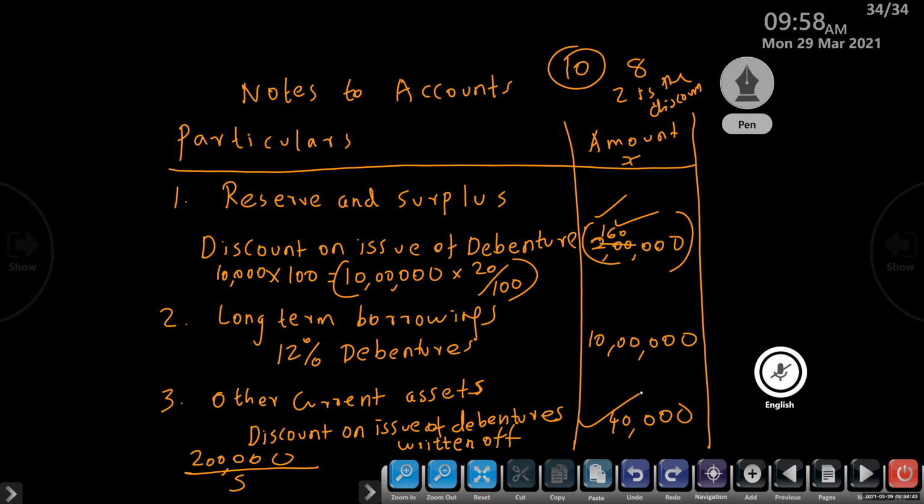Okay, next year it will be 1,20,000. The next year it will be 1 lakh. Like that, within 5 years we can write off the whole discount on issue of debenture. Okay, then we will prepare it in the main format.